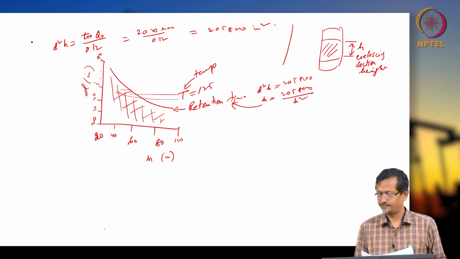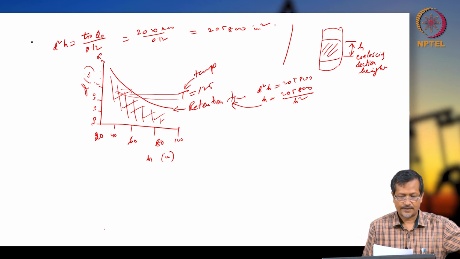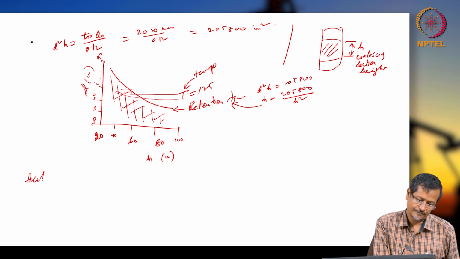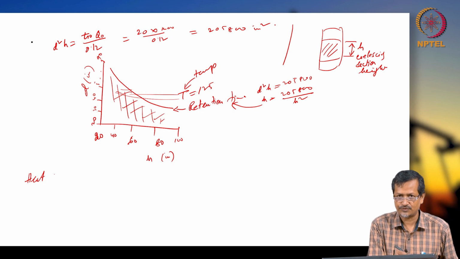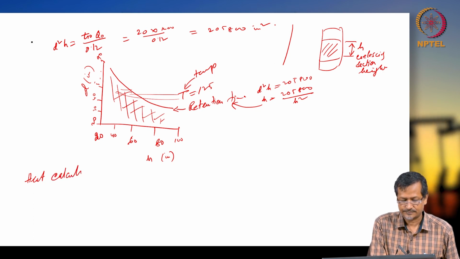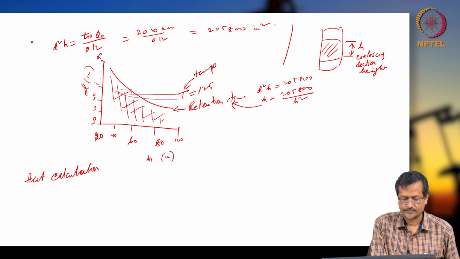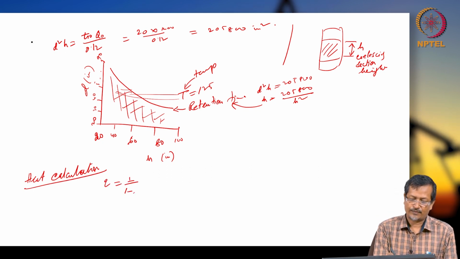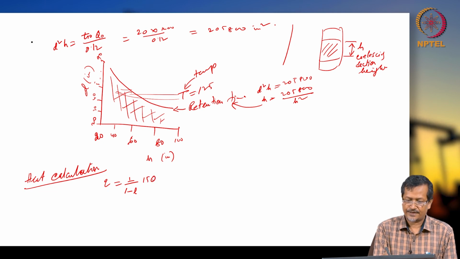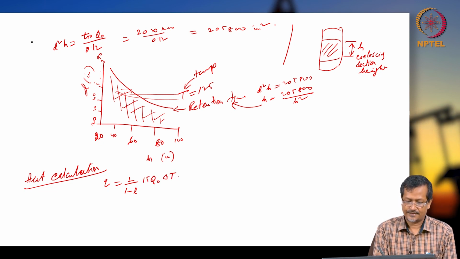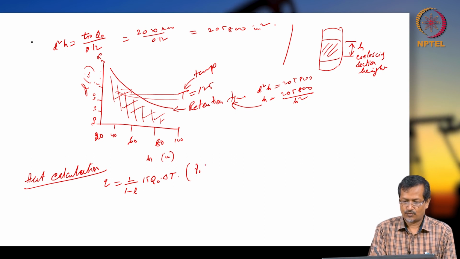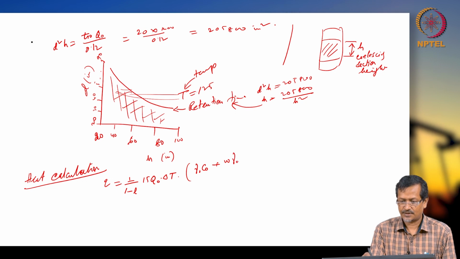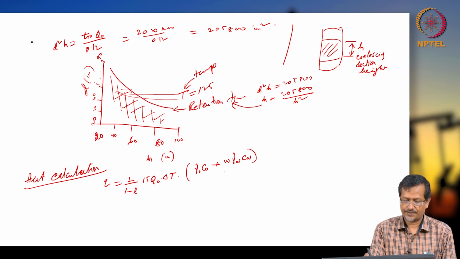Okay, now we'll go for heat calculation for this one. How much temperature, how much heat will be required. So heat calculation, again the same formula you apply: 1 by 1 minus L 15 QO del T, gamma O CO plus water percentage, gamma water, C water.